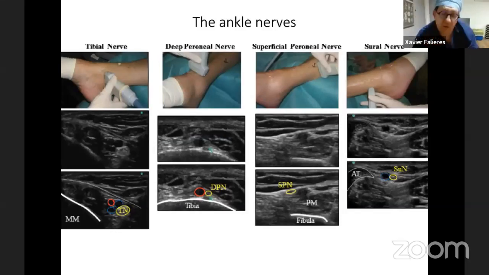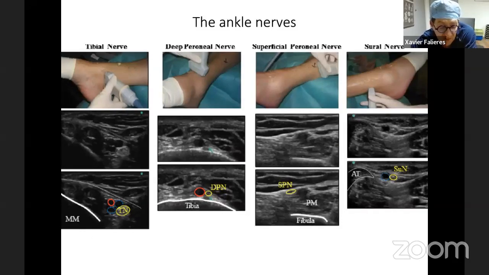Then when we go distally, when you're very good at ultrasound, you can block all the different ankle nerves. It's not so difficult when you know the anatomy. So you have here the tibial nerve. The tibial nerve is at the medial side of the ankle. You will see the artery and the vein, and just under them is the tibial nerve, a very big one.